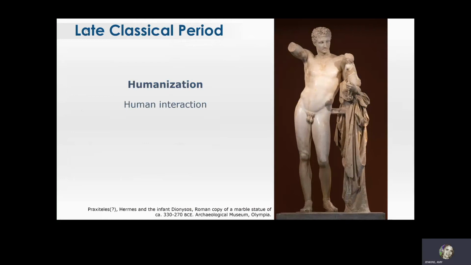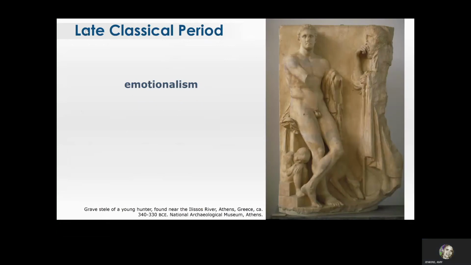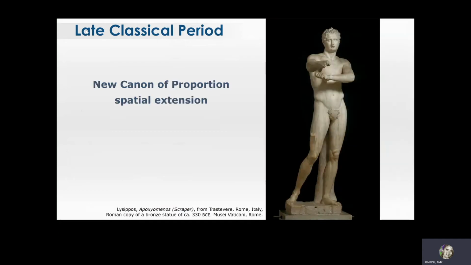In the late classical period, we have Praxiteles, Hermes and the infant Dionysus. It's a Roman copy of a marble statue, circa 330 to 270 BCE. It shows human interaction. The late classical period shows emotionalism. We have a grave stele of a young hunter found near Ilissos River, Athens, Greece, circa 340 to 330 BCE. The late classical period has a new canon of proportion.